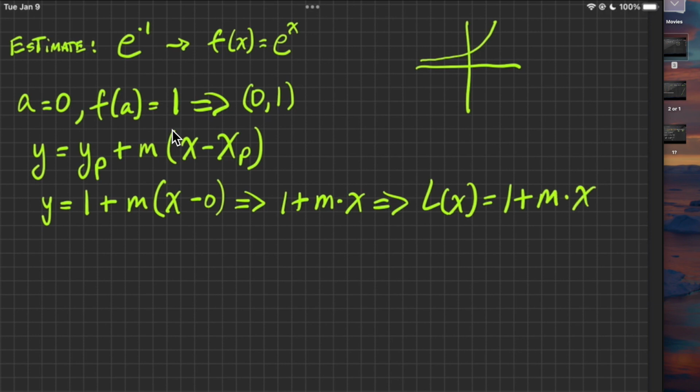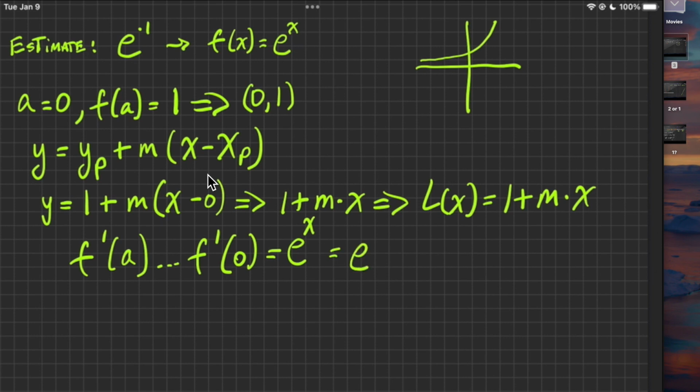Okay, our next move is to find the slope. The slope of the tangent line when x equals 0 will be f prime of a, f prime of a, which is 0, and f prime is none other than e to the x. So we're going to have e to the 0 or 1. So our L of x is going to equal 1 plus 1 times x. This 1 came from our slope.